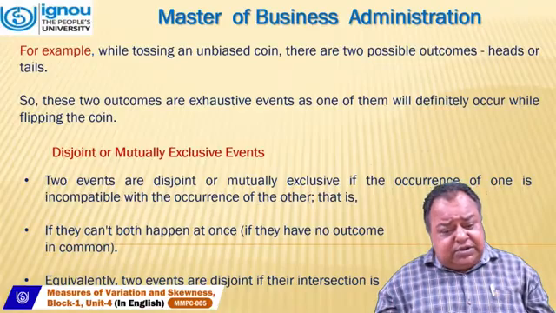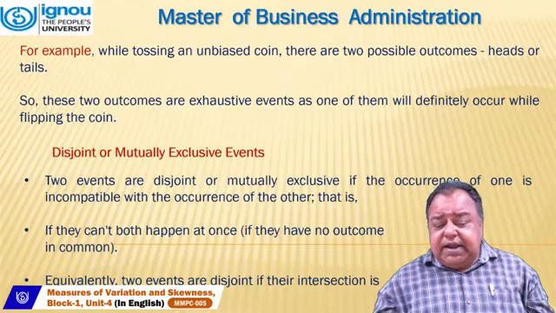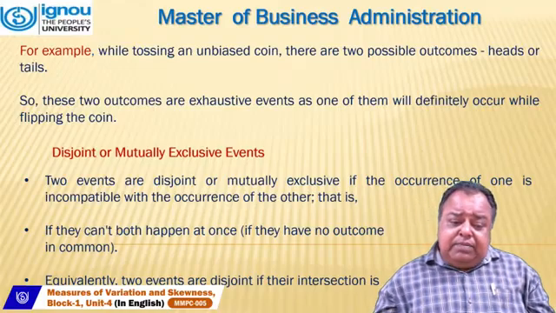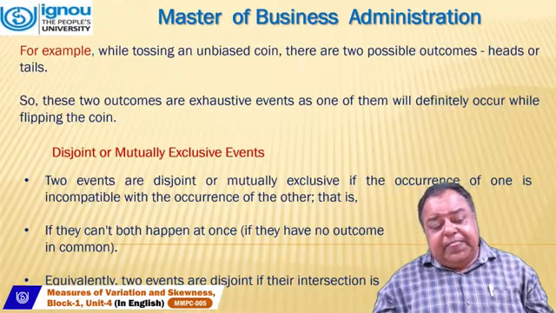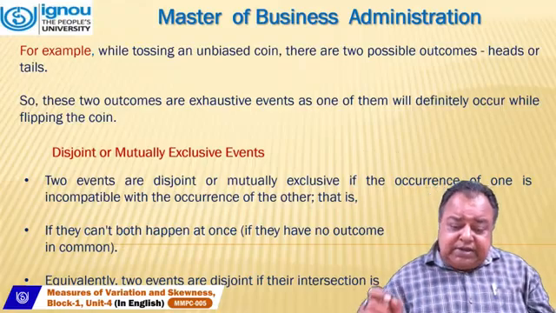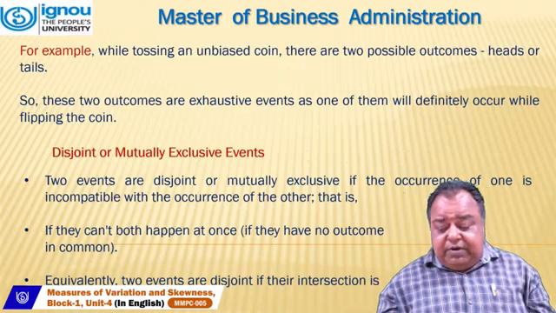Then comes disjoint or mutually exclusive events. Two events are disjoint or mutually exclusive if the occurrence of one is incompatible with the occurrence of the other. That is, they can't both happen at once, they have no outcome in common. Equivalently, two events are disjoint if the intersection is the empty set, if nothing is common between them.